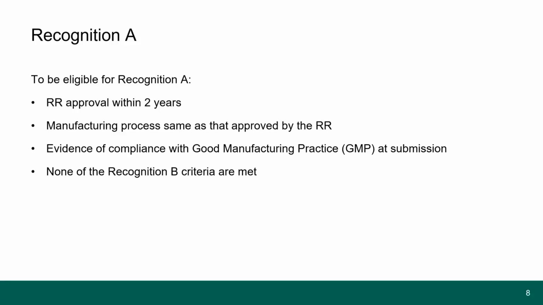So to be eligible for recognition A, the reference regulator approval needs to be within 2 years. The manufacturing process needs to be essentially the same as that approved by the reference regulator, with evidence of compliance with GMP at submission, and none of the recognition B criteria should be met.